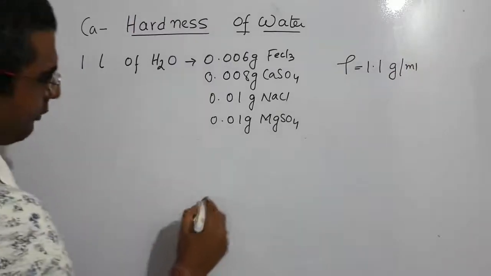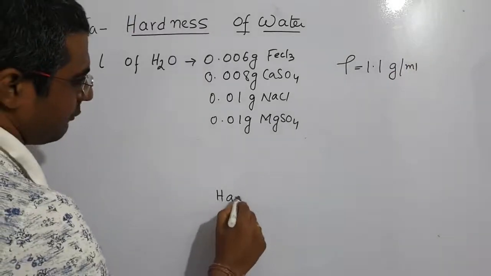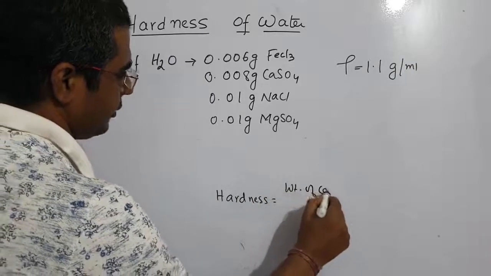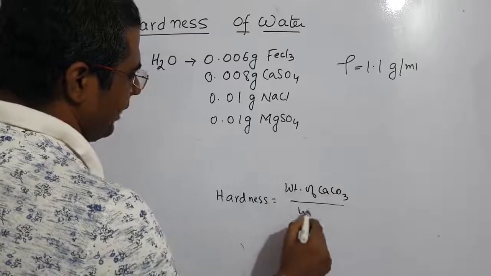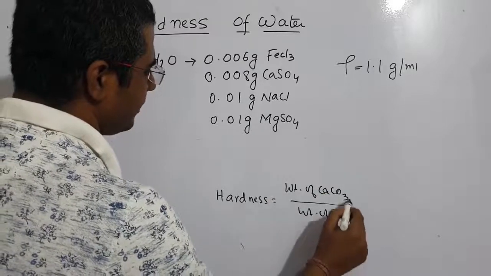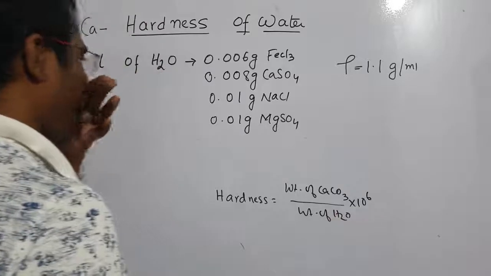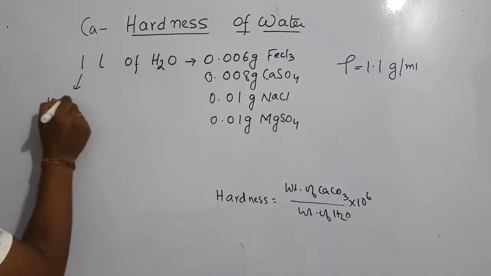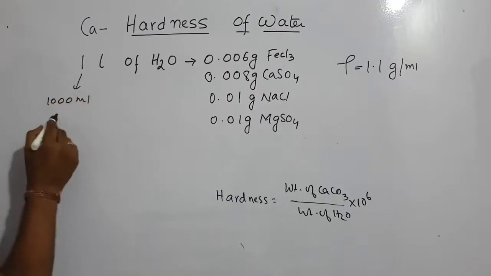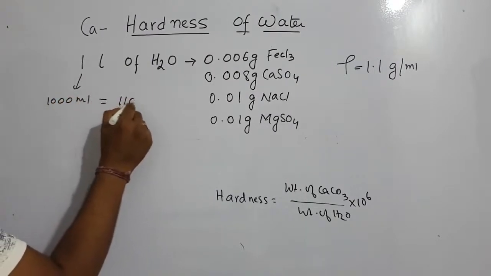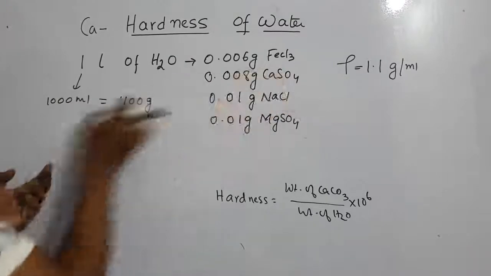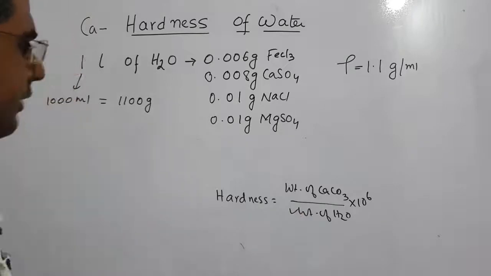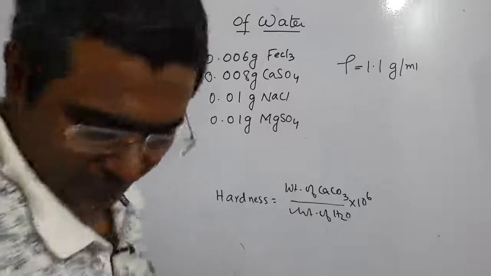For hardness, if I go backward, I first need the weight of CaCO3 divided by the weight of water into 10 to the power 6. Now the weight of water I can easily calculate. 1 liter means 1000 ml, right? 1000 ml is equal to 1100 gram. You just multiply the density with this, you will get the weight of water. So this is known. Next I have to find out the weight of calcium carbonate. So how do I do that?